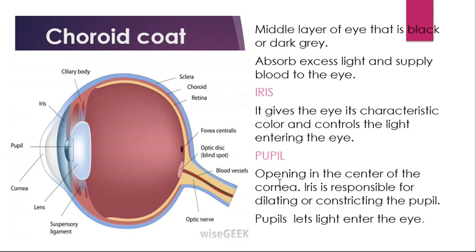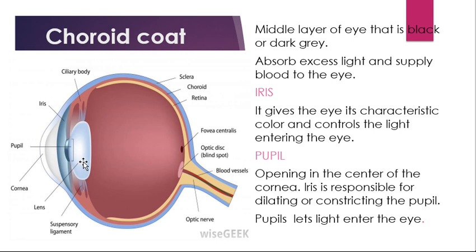The next part is the pupil. The pupil is an opening in the center of the cornea. This is the pupil. You can see it in the diagram. The iris is responsible for dilating or constricting the pupil. When the light level is low, the iris contracts and consequently the pupil widens. In bright light, the iris dilates and covers the pupil, which results in the constriction of the pupil. It is the pupil that lets light enter the eye.